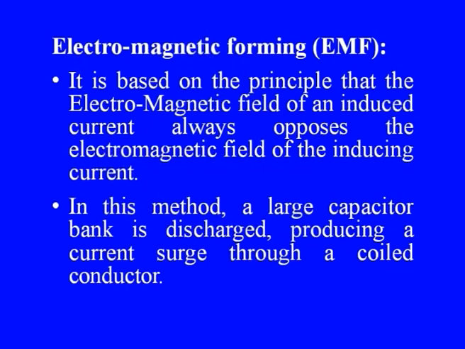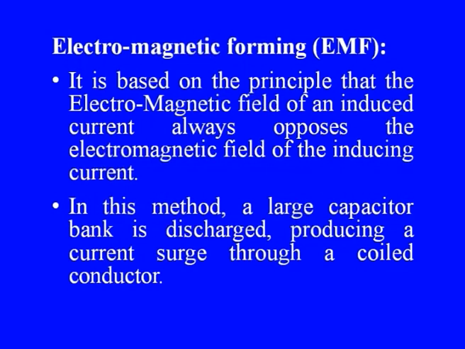Now, let us talk about another important variation in this high energy rate forming process, that is electromagnetic forming, also known as EMF. This process is based on the principle that the electromagnetic field of an induced current always opposes the electromagnetic field of the inducing current. This is a very basic principle that we know.